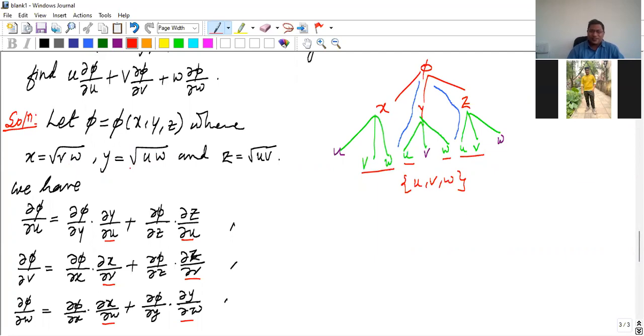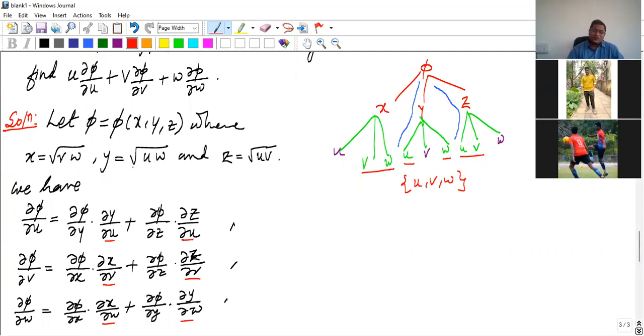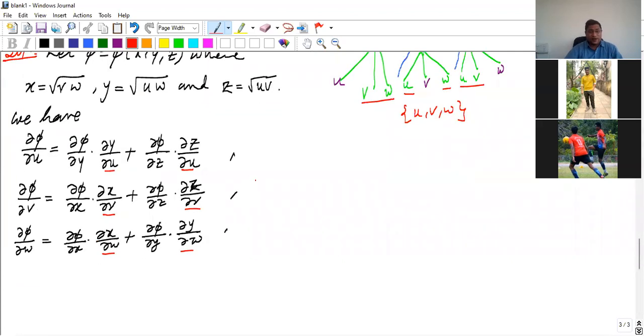1 upon 2 root x. Yes, 1 upon 2 root x. So this is the simple formula that we are going to use here. Okay, and then it requires the simplification. So let us find these 6 derivatives, and then we'll try to find out the other derivatives.